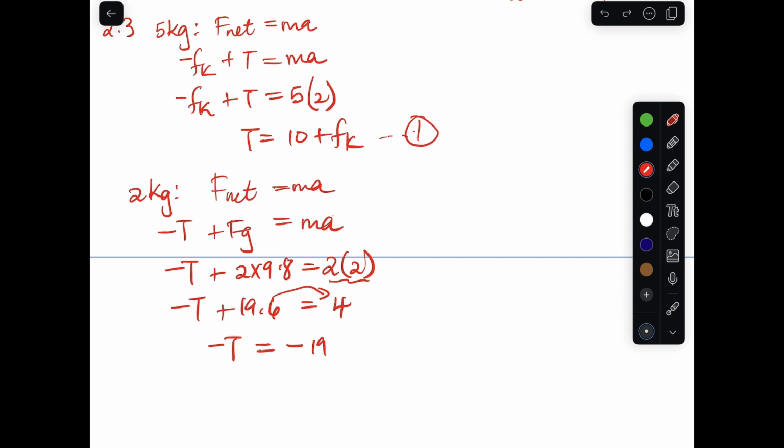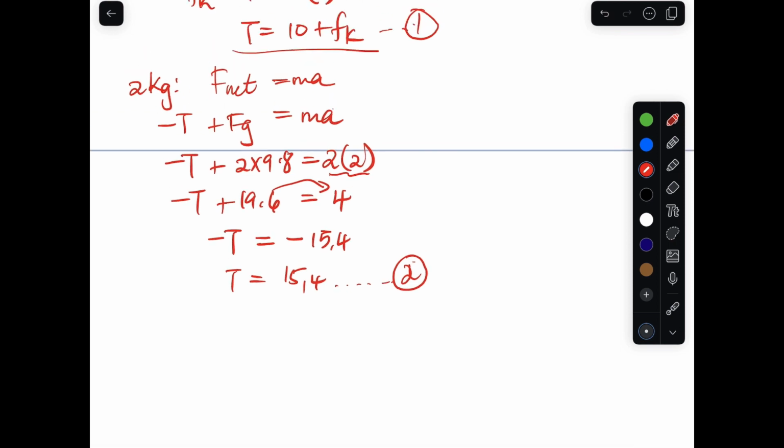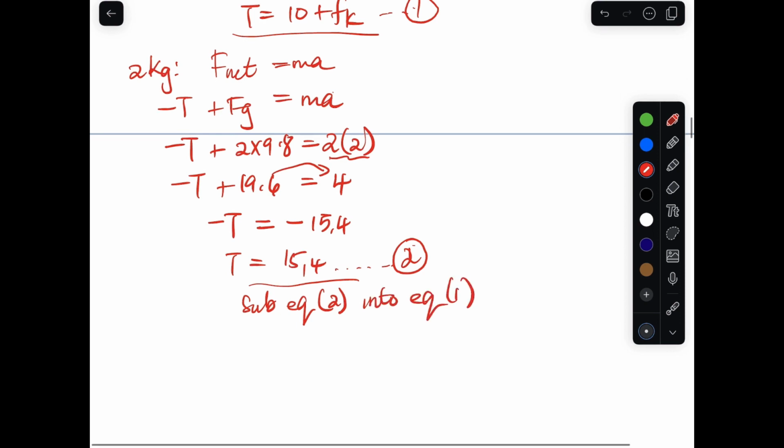Okay, let me just say it's going to be negative 15.4, and then our T is equal to 15.4 newtons when they both divide by negative. So that's equation 2, and then we sub equation 1 into equation 2. So we're going to substitute equation 2 into equation 1.